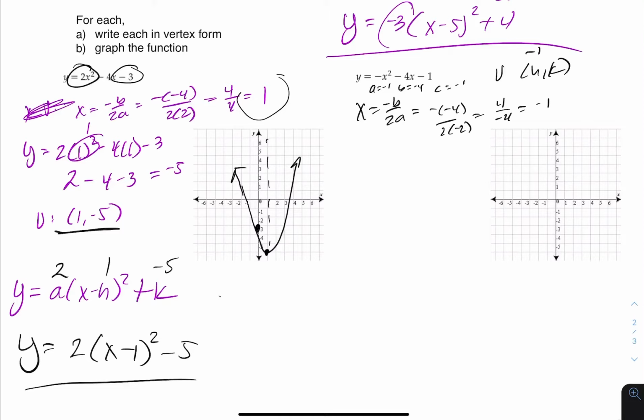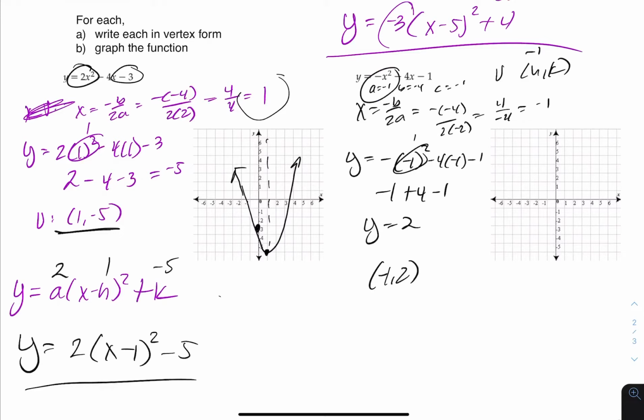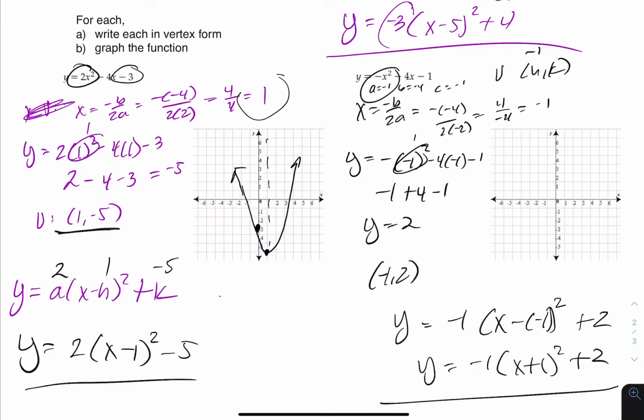You want to find the y, just plug it in. Y equals negative 1 squared minus 4 times negative 1 minus 1. So that's negative 1 plus 4 minus 1. Y equals 2. So my vertex is going to be negative 1 and 2. My a from up there is negative 1, so I can write my equation. Negative 1 times (x minus negative 1) squared plus 2. If I write that a little nicer, negative 1 times (x plus 1) squared plus 2. So that's in vertex form.